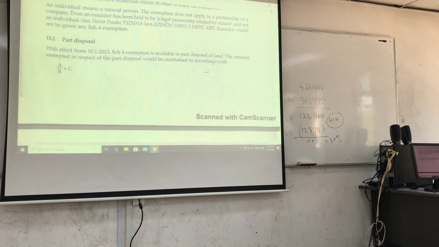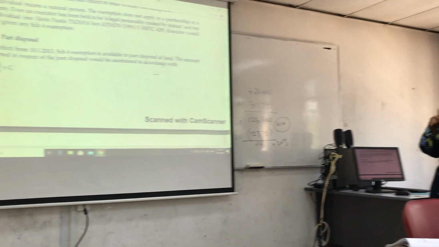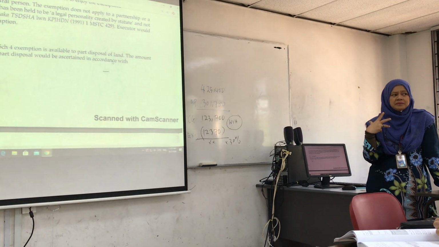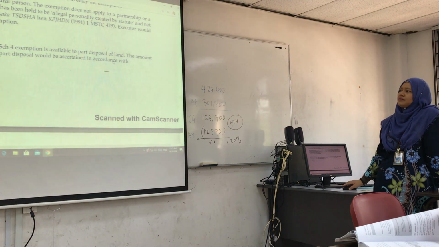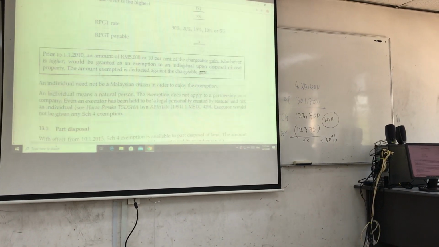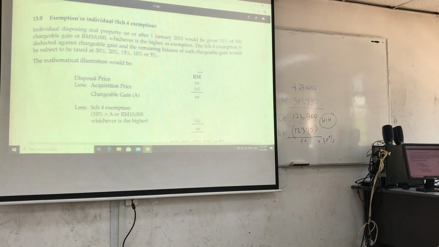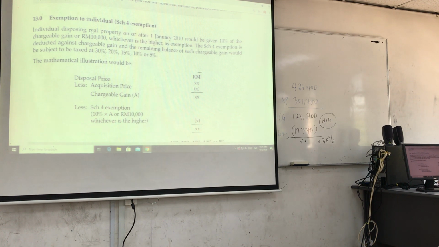What happens if you have a large area of property and your disposal is only part of that? Normally you don't sell a quarter of a house, but you're talking about land, for example. You have a big land and you only sell part of it. So how do you give the exemption? Effective from 2013, Schedule 4. This exemption to individuals we call the Schedule 4 exemption, but there are many more exemptions later, so you have to know what kind of exemption is given.